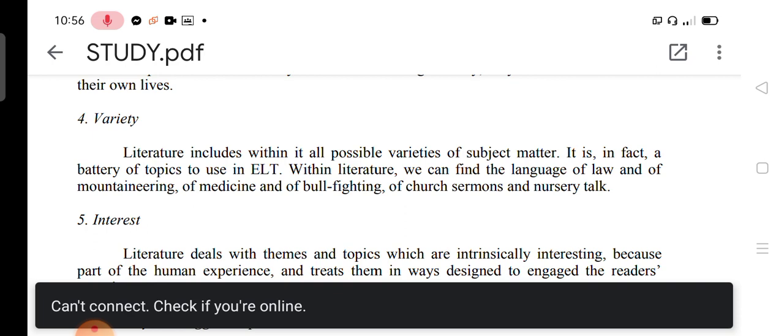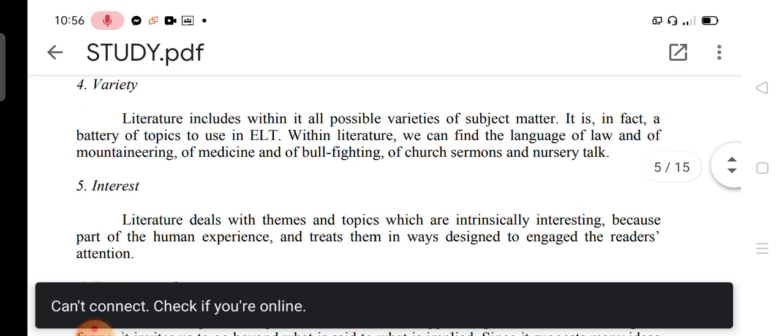It is, in fact, a battery of topics to use in English language teaching. Within literature, we can find the language of law and of mountaineering, of medicine, and of bullfighting, of church sermons and nursery talk. We use literature because there's an array of a variety of topics that we can use in different lessons that we are going to teach. If it's about life, love, numbers, pronunciation, rhyming, or overcoming adversities or problems we encounter in life, we have literary work for almost everything.